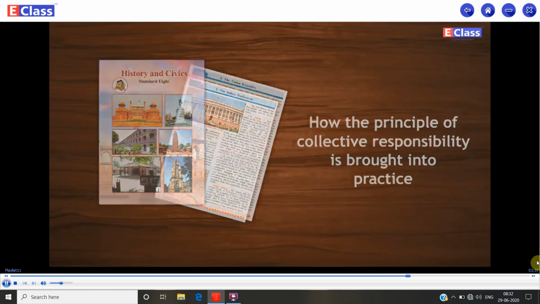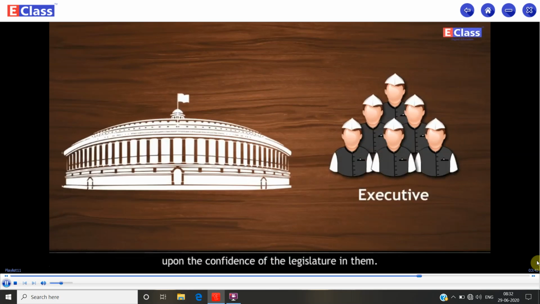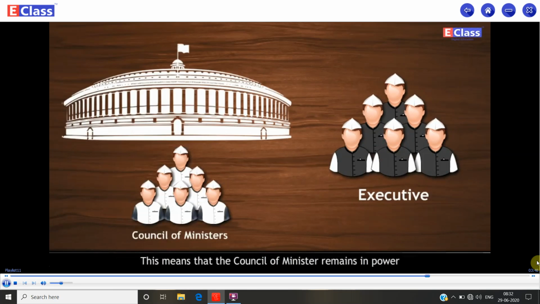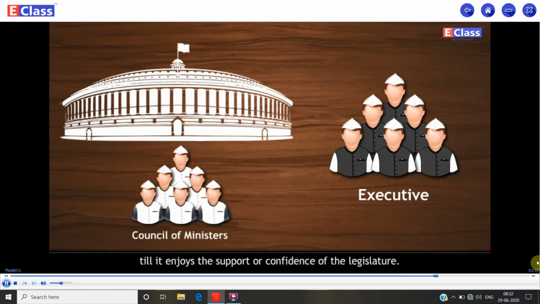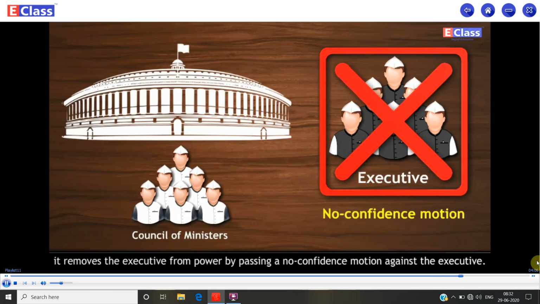In this parliamentary system, the executive is dependent upon the confidence of the legislature in them. This means that the Council of Ministers remains in power till it enjoys the support or confidence of the legislature. If the legislature feels that the executive does not work in accordance with its wishes, it removes the executive from power by passing a no confidence motion against the executive. No confidence motion is an effective tool of keeping a check over the executive.